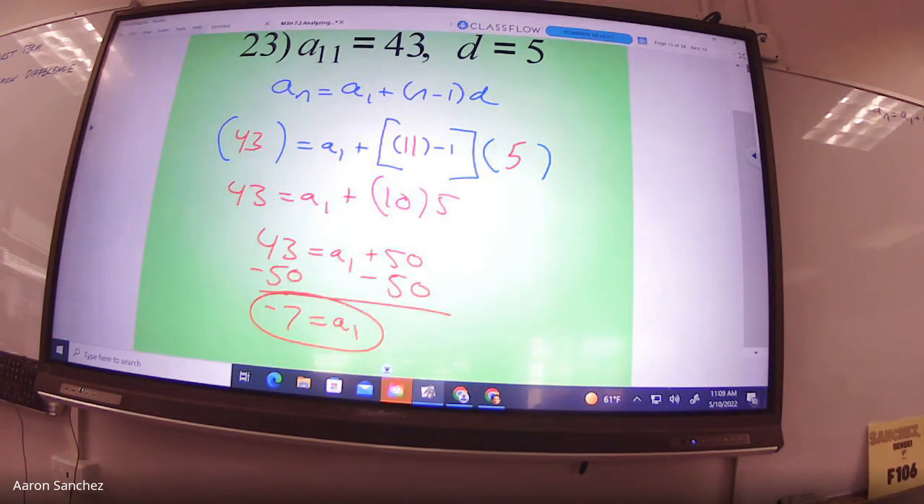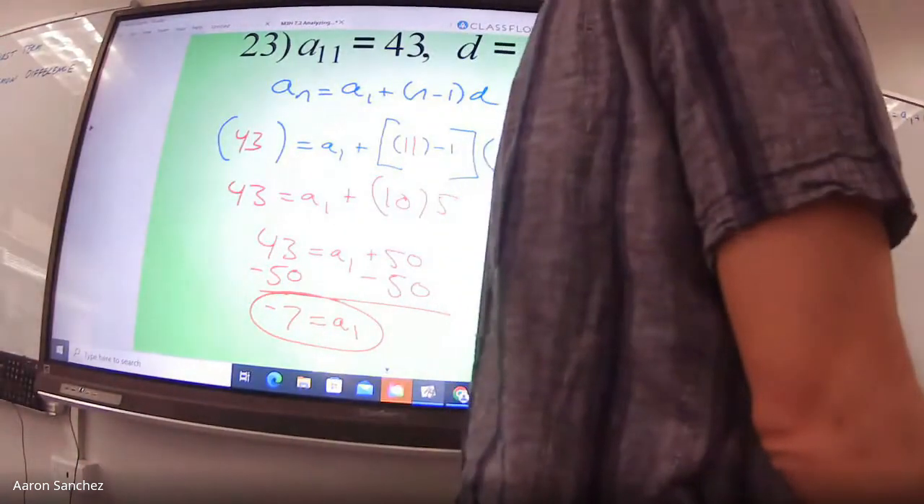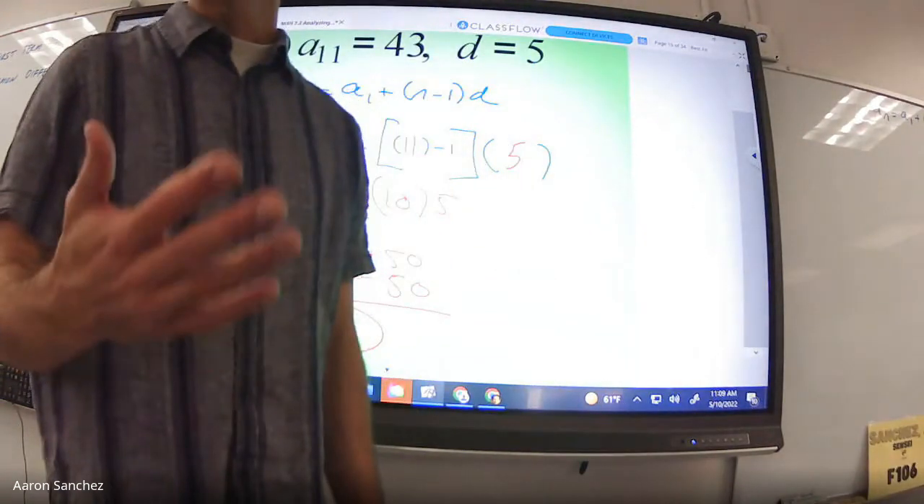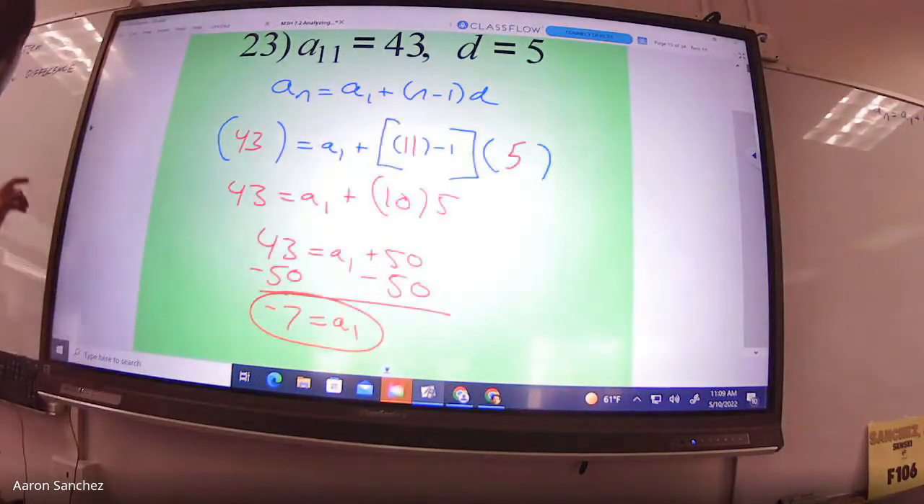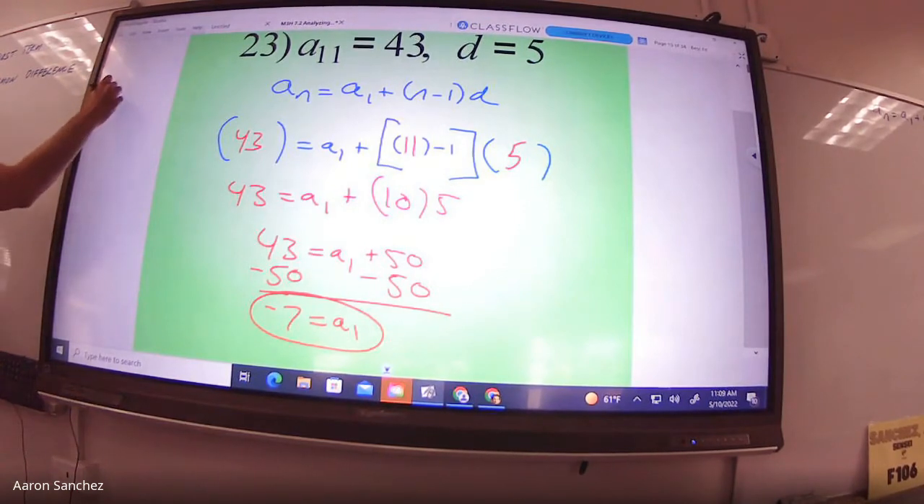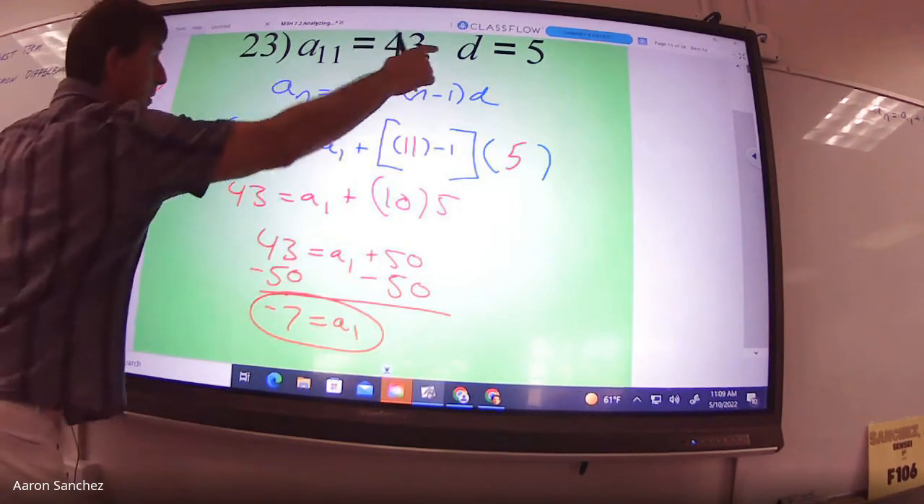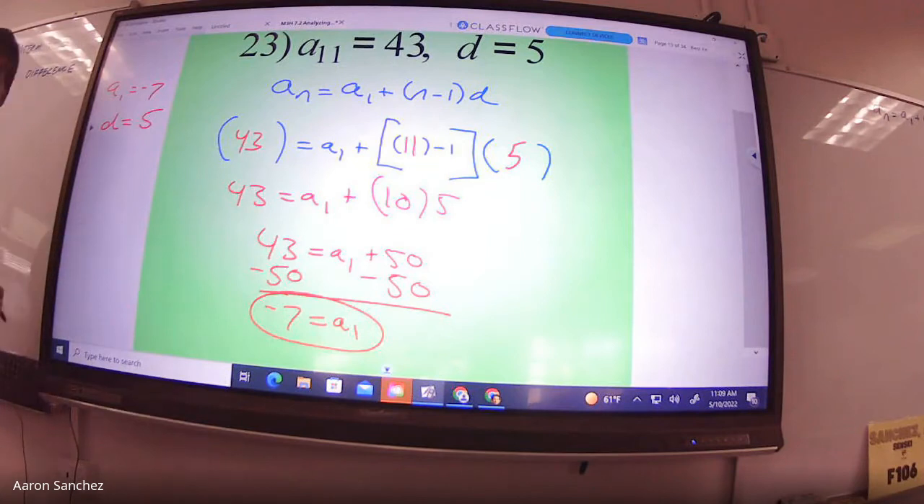Did we finish the question? What's the question? For the, you need to look for A1. We have to look for the rule. The rule, a sub n equals, so do I have now the first term? The first term is -7. Do I have the common difference? 5, right? So now I have what I need to do what we did the first time.